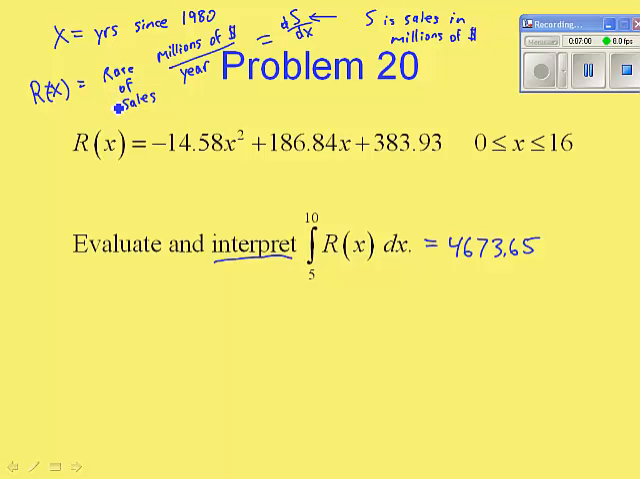Well, what you do is you look this way. R of x is a rate of sales, right? It's a derivative with respect to x because the units were millions of dollars per year, and years is x. So now you say, well, what is it the derivative of? If it's the rate of sales, it was the derivative of the sales function. Does that make sense?